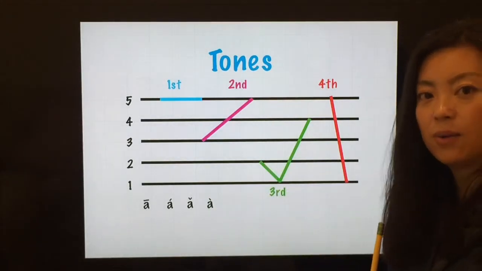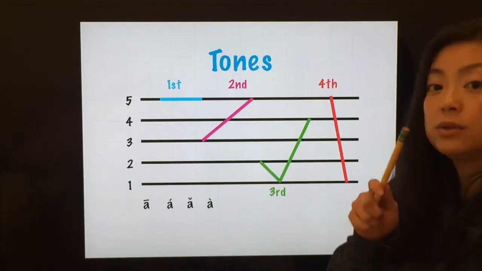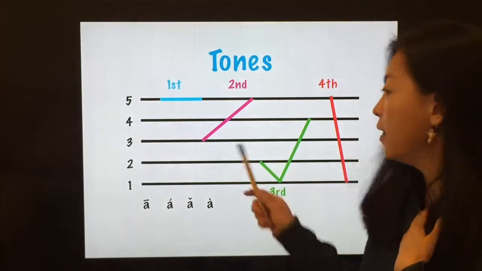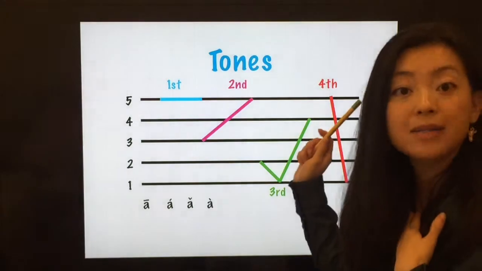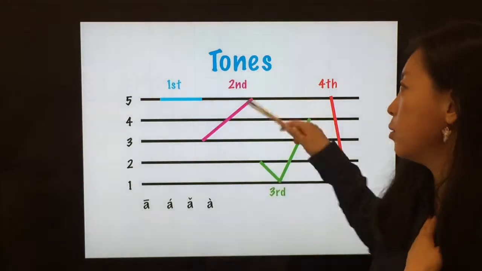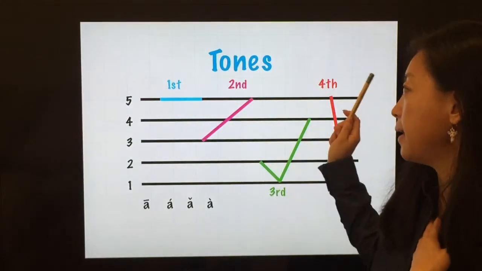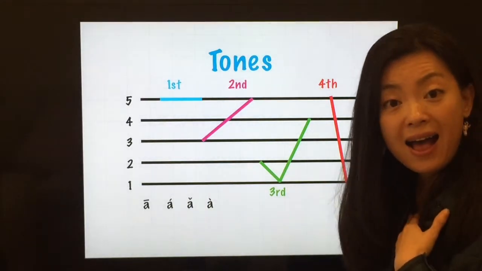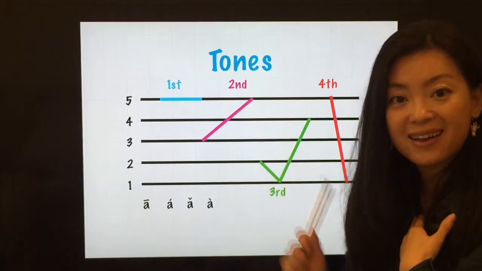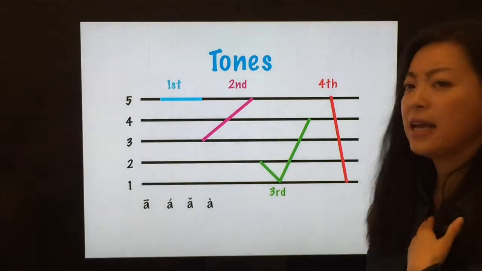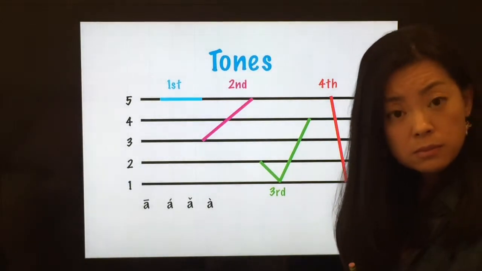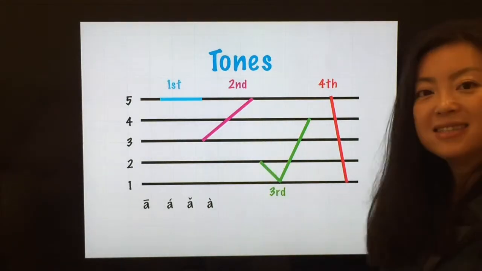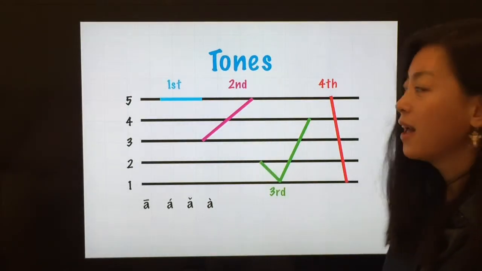Let's see the second tone. For the second tone, you start from your middle voice, then you go up directly. There is no turn. Just go up directly. The sound will be like a, like you are asking a question. Right?